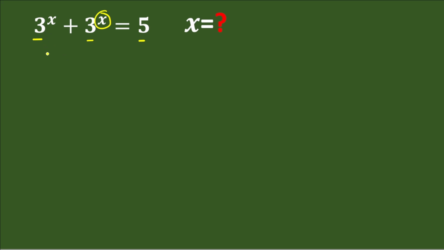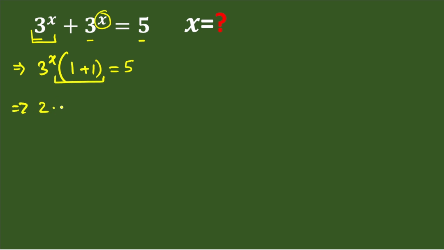Now for solving this, to make this expression simpler, we can take 3 raised to the power x common. So from here we'll take 3 to the power x common. The remaining here will be 1 and here plus 1, and on the right hand side we have 5. So now this value will be 2. So it is 2 multiplied by 3 raised to the power x, that is equal to 5. Now for solving this, we'll divide both sides by 2. Then on the left hand side we'll have 3 raised to the power x and on the right hand side we'll have 5 divided by 2.